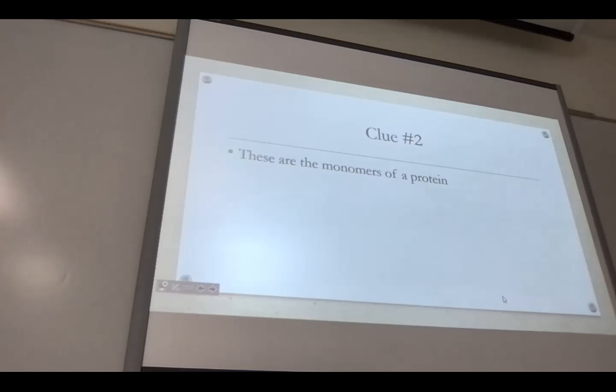These are the monomers of a protein. So obviously it's not an organelle, but closely deals with something in the cell.